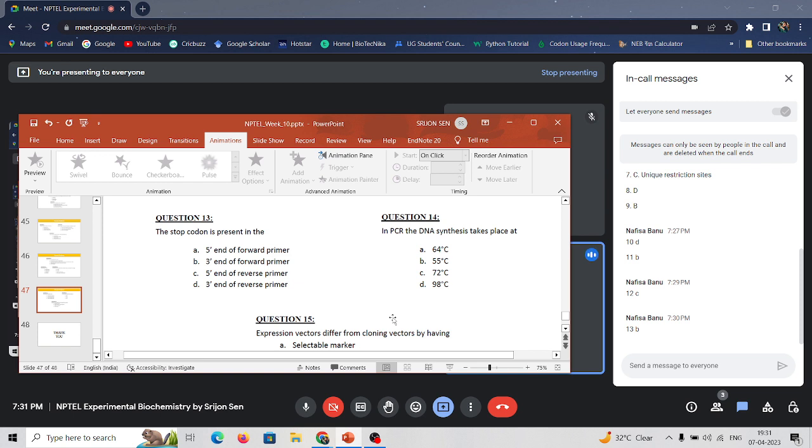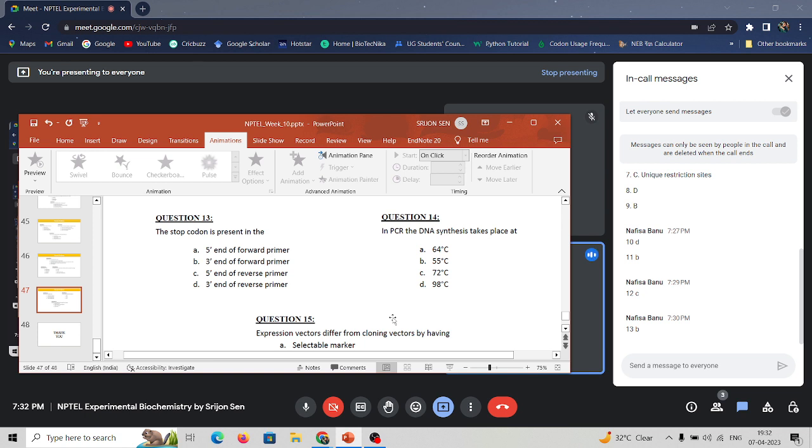Even during protein expression, now you have the entire gene sequence, and you know that you have the entire DNA sequence, and you know what type of protein you're going to get. So if it is present in the 5' end of the reverse primer, after it reads from the 5' end to the 3' end in the forward direction, it reaches the stop codon after the entire protein has been expressed. So that's why your stop codon is present in the 5' end of the reverse primer. Okay. The next question is, so 13, C is the right answer.